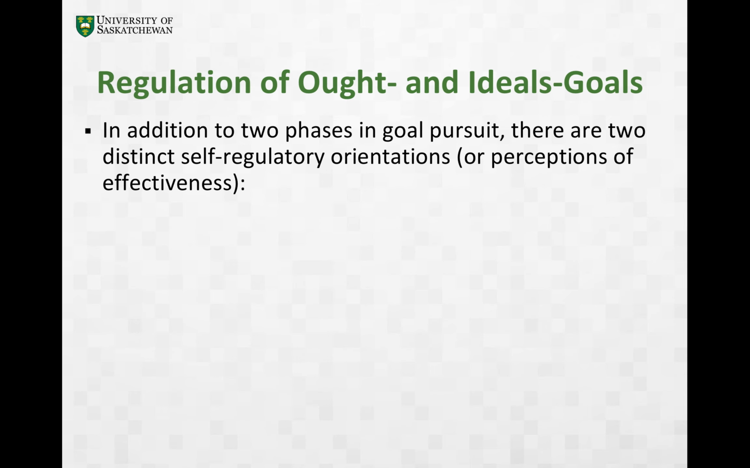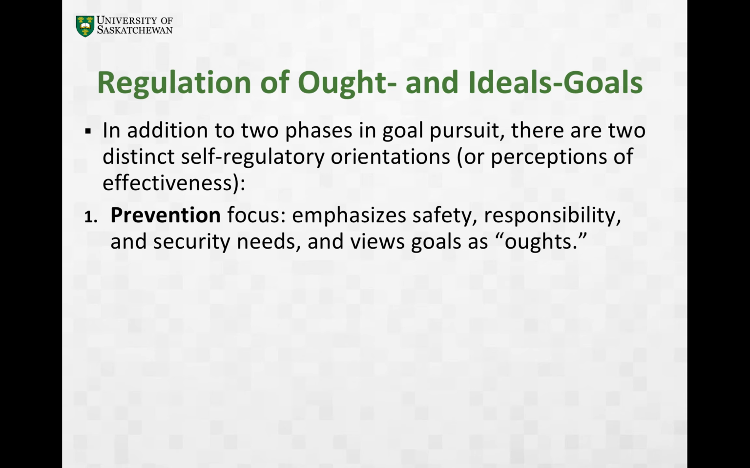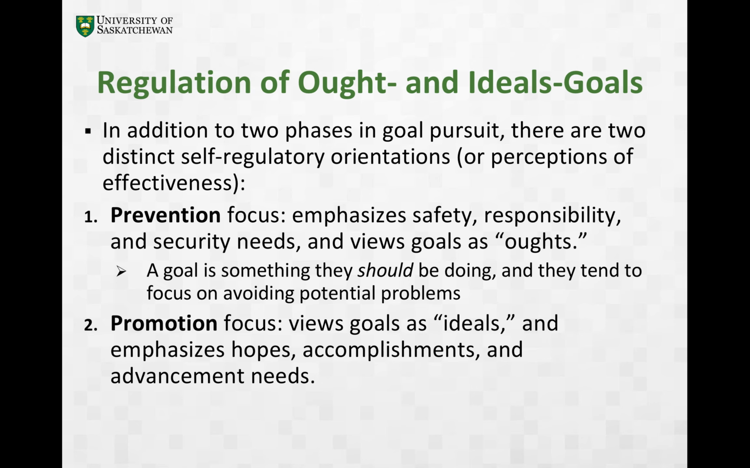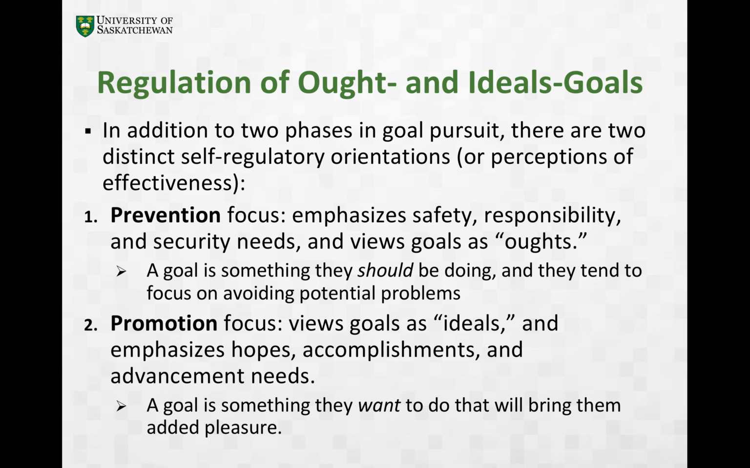During these phases in goal pursuit, there are also different self-regulatory orientations that are important. So not only are we deliberating and then implementing, we can also have a prevention focus for why we're engaging in a goal, right? Prevention focus emphasizes safety, responsibility, and security needs. These are our oughts or our shoulds, right? We should exercise because it leads to better health. We could also have a promotion focus, when we view our goals as ideals and emphasize things like our hopes, accomplishments, and advancement needs. Those things become more important for us. So a goal is something that we want to do, right?